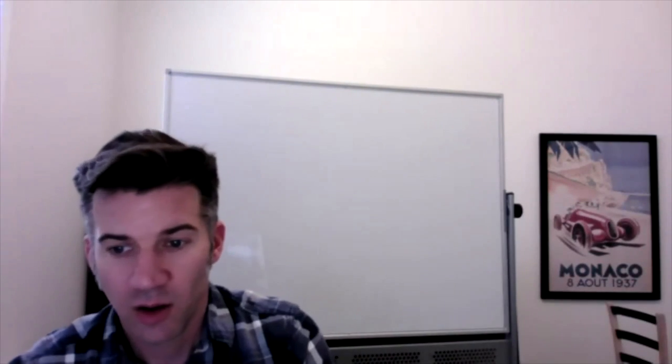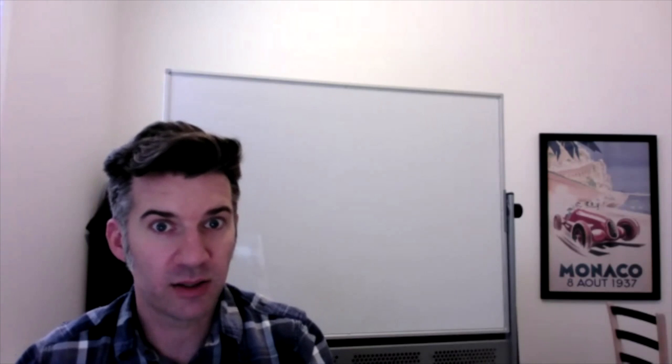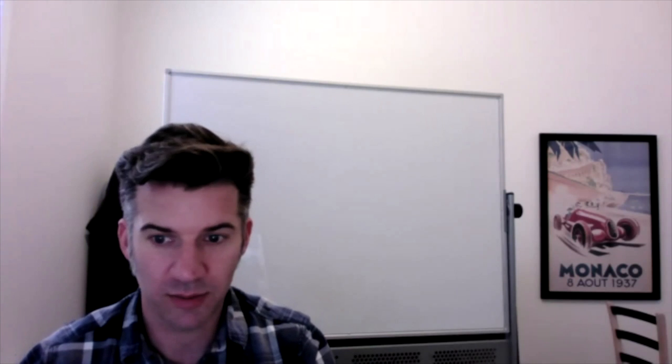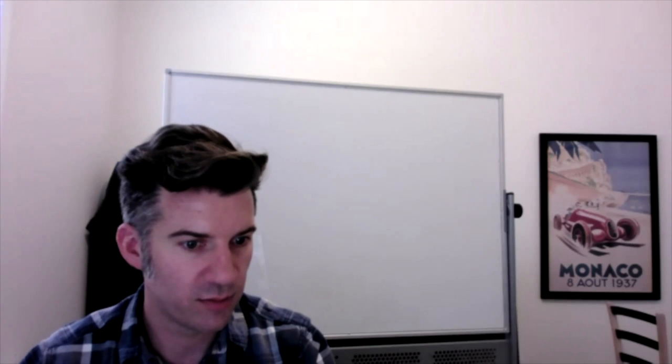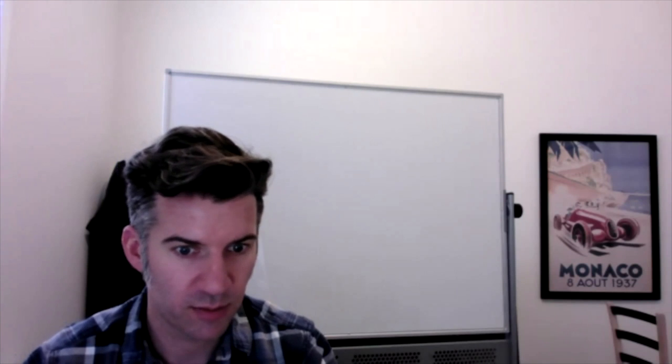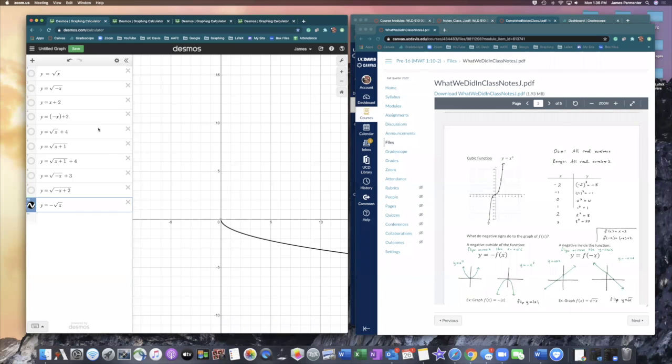Let's talk about adding and subtracting a number. So what does adding a number do to the graph? Well, it depends on where you add it. So let me show you some examples. So let's unclip this one for a second. So here's the square root function again. Great, looking normal, just like it is.